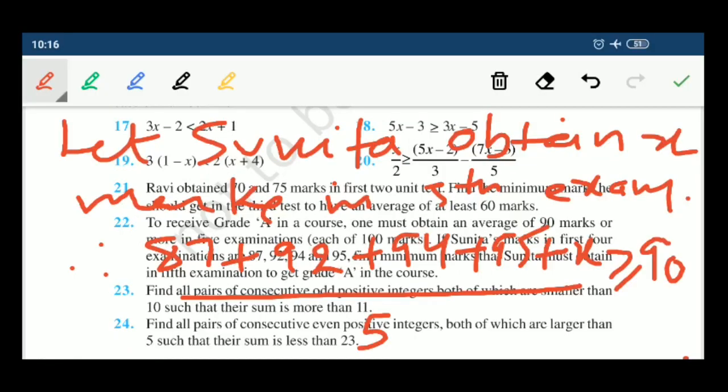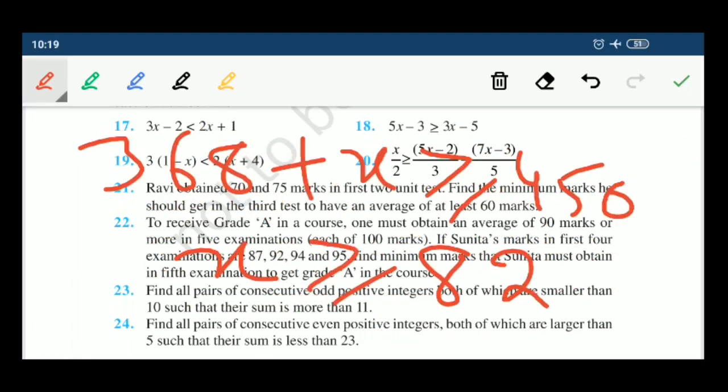See its solution. Let Sunita obtain x marks in the 5th exam. So according to the question, what will you find? The mean of these 5 exams. So here, 87 plus 92 plus 94 plus 95 plus x divided by 5 is greater than or equal to 90. After simplification, we will get 368 plus x greater than or equal to 450, and the value of x is greater than or equal to 82. So Sunita must obtain a minimum of 82 marks to get grade A.